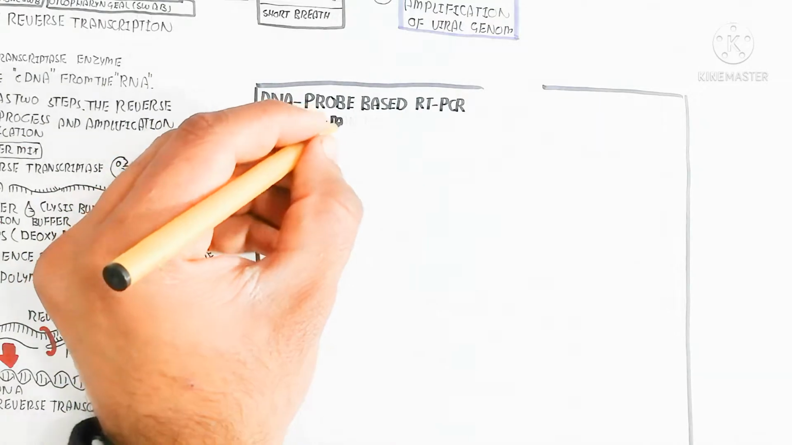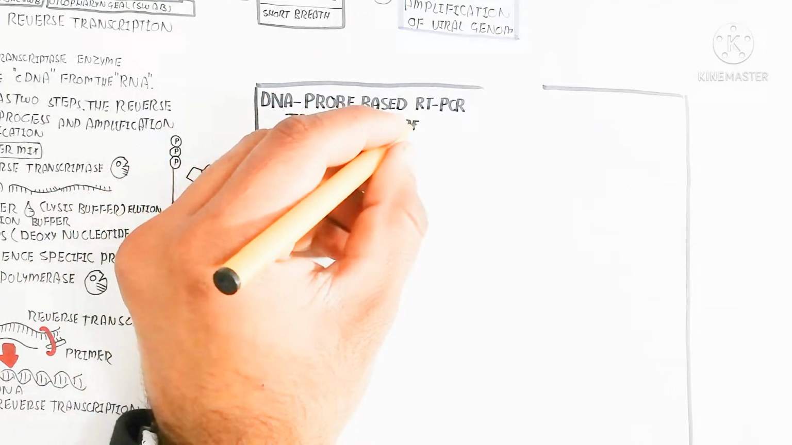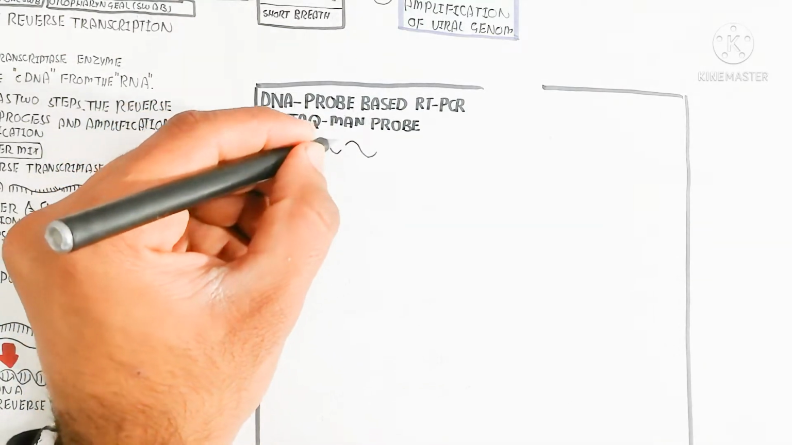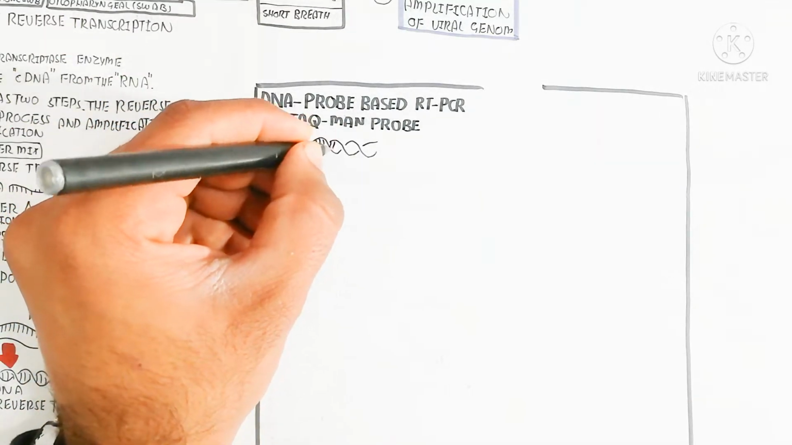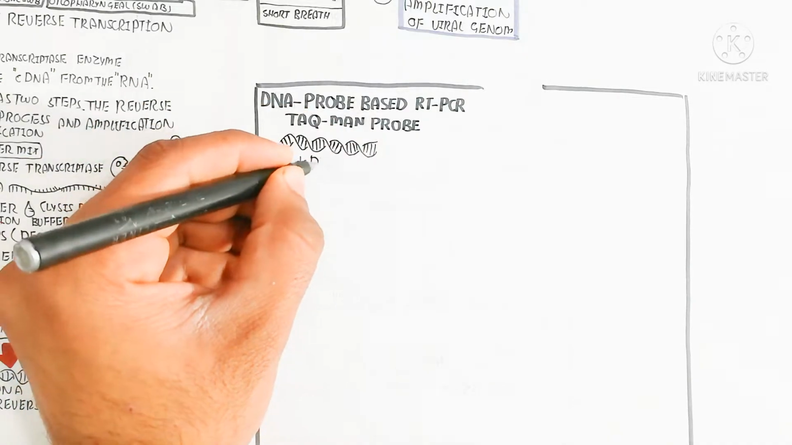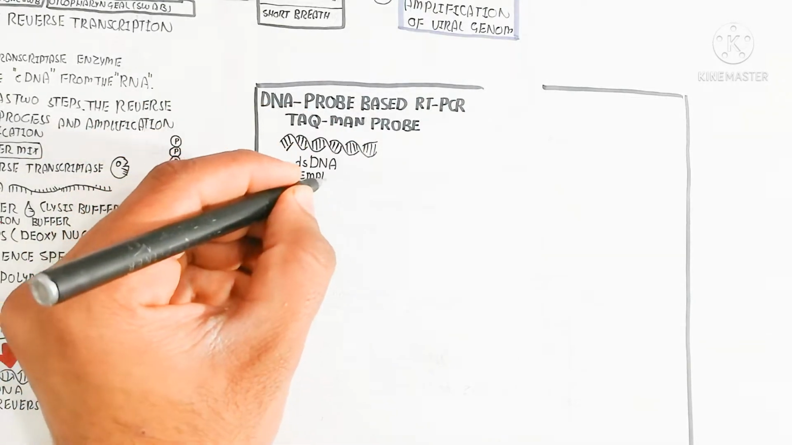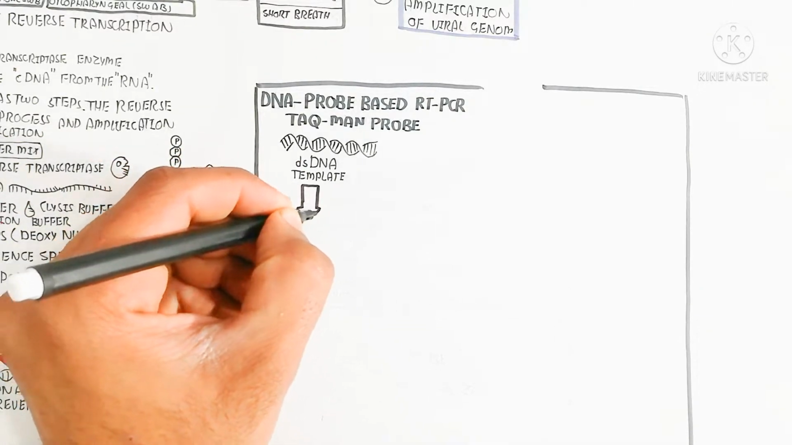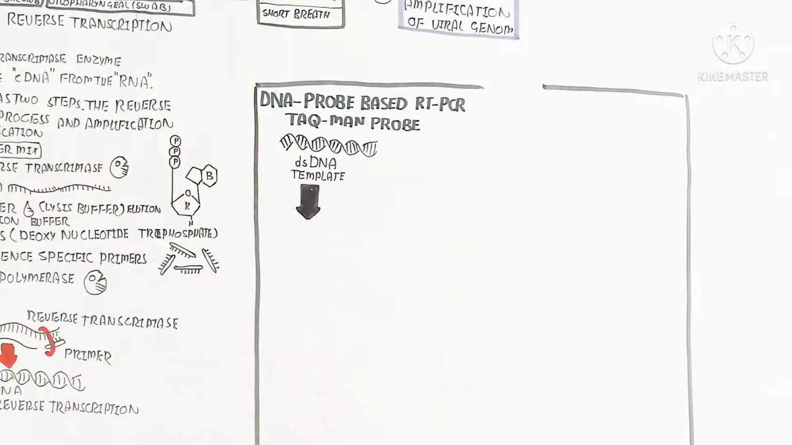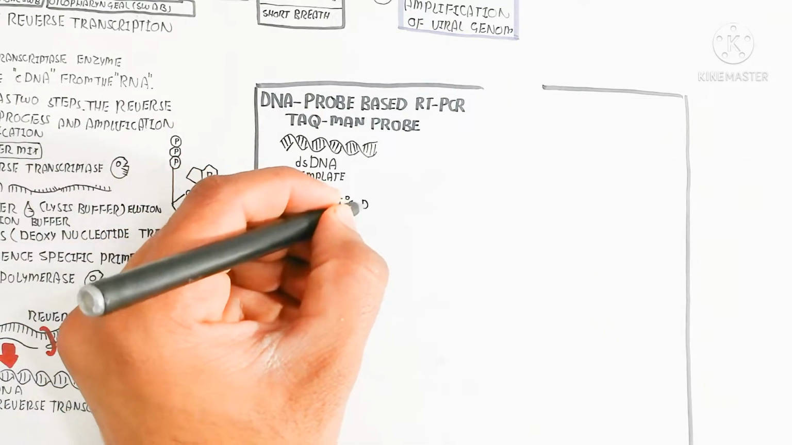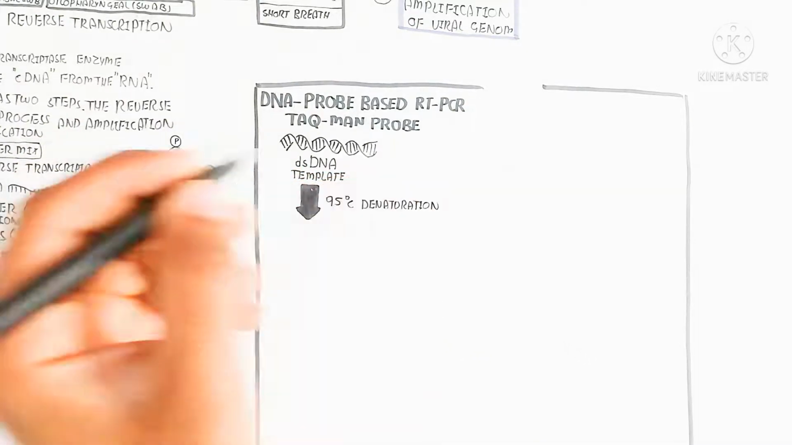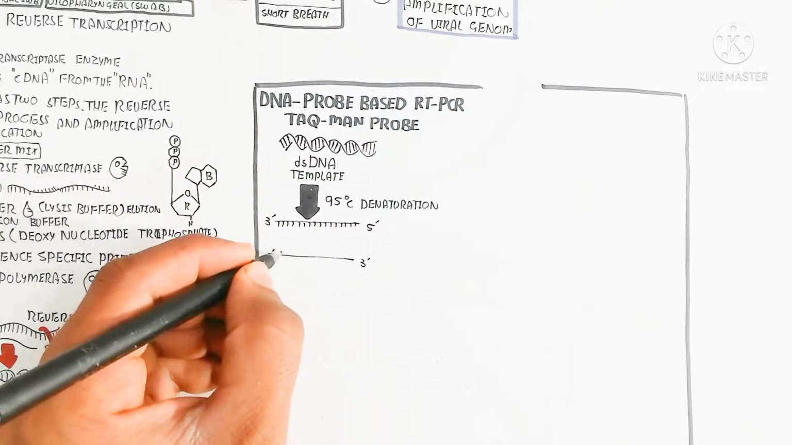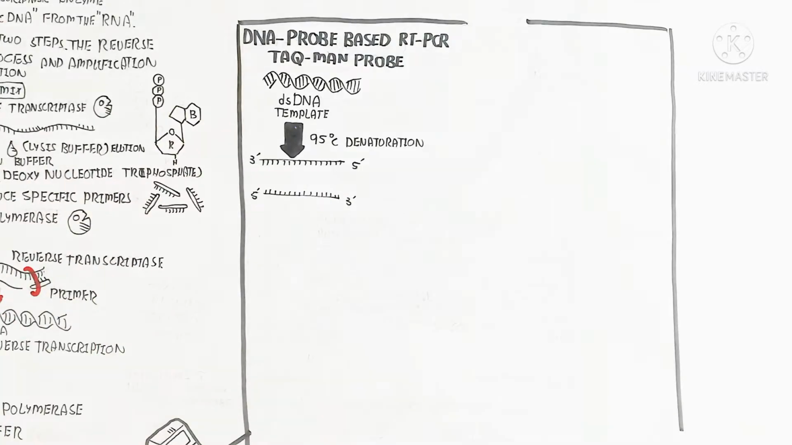Let's begin to understand the DNA probe based real-time PCR with the TaqMan probe. Here you can see a double-stranded DNA template that comes from the complementary DNA, from the reverse transcription before going into the PCR. Then 95 degrees Celsius is used for denaturation of this complementary DNA into single strands, as the hydrogen bonding will break down. So the two strands are produced, anti-parallel, 3' to 5' and 5' to 3'.